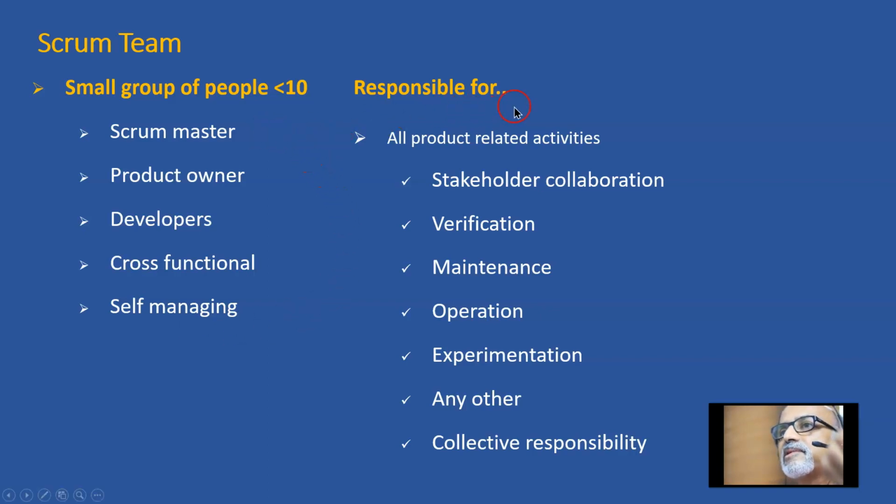And the Scrum team is responsible for all product-related activities. They are responsible for stakeholder collaboration, verification of the work done, maintenance of the work done, operations and experimentation, and any other. And the Scrum team has a collective responsibility. If a particular iteration fails, the responsibility is on the full team. And if a particular iteration is successful also, the team takes the credit.